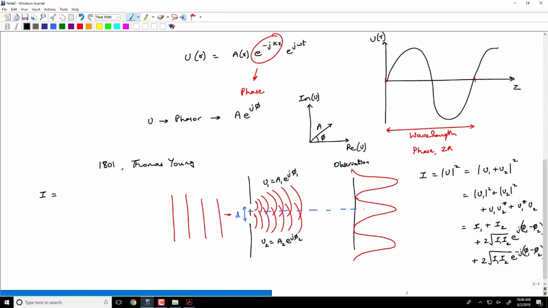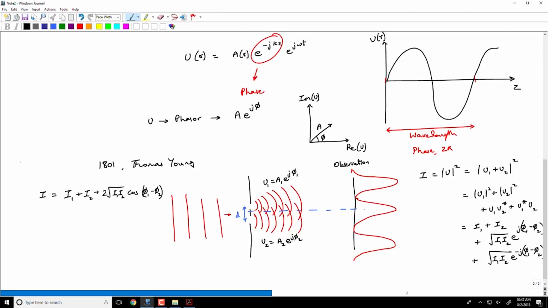So, e power j theta is cos theta plus j sin theta, right. So, you are going to get, sorry, I made a mistake here. So, there is no 2 over here, that is just root of I1 I2, right. So, when you add these two, you get a 2 cos theta term, because the sine terms are cancelling each other. So, you have I1 plus I2 plus 2 root I1 I2 cos of (phi 1 minus phi 2), okay.